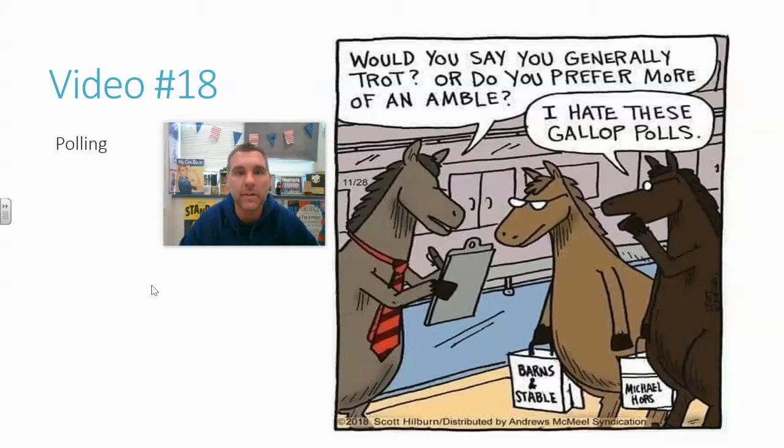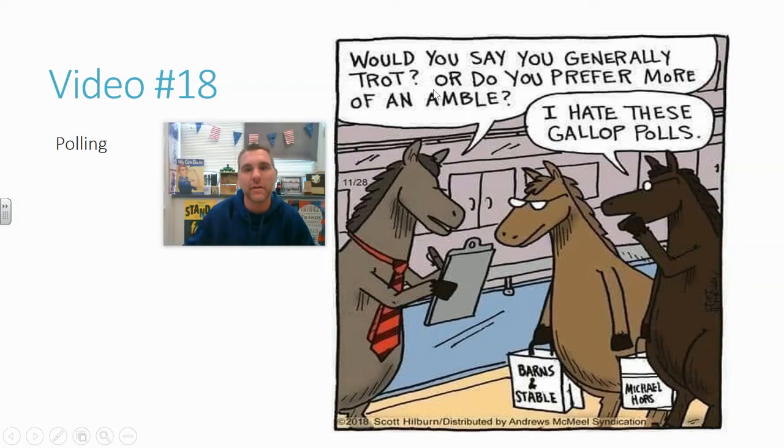Hey guys, we're picking up here looking at video 18 on polling, which is a really fascinating topic, especially getting into the election of 2020 and knowing how this is just so much up in the air based on who shows up to vote. And it's very difficult to predict that with polling numbers.